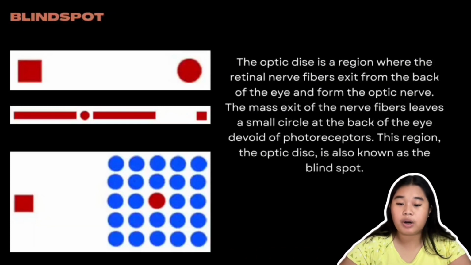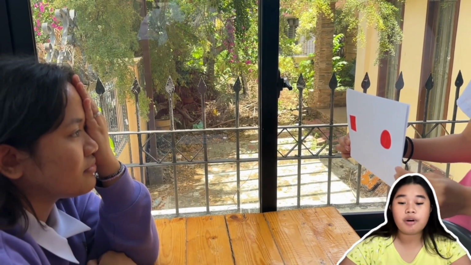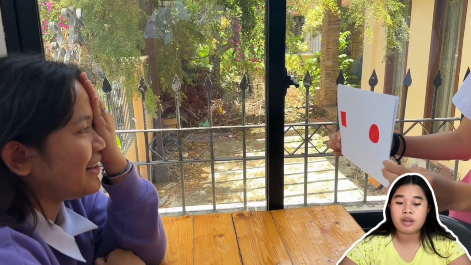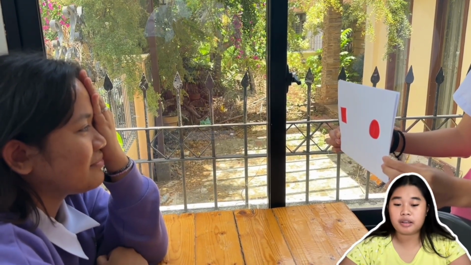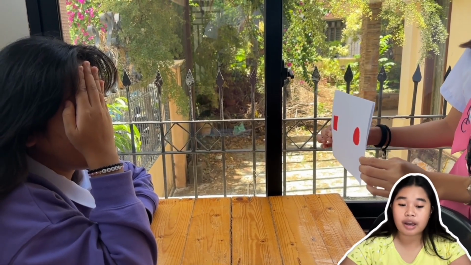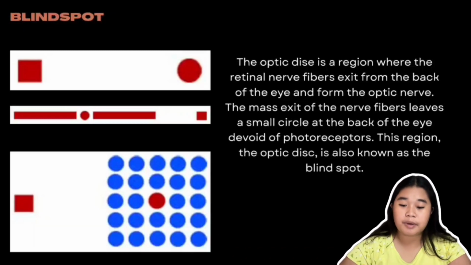For example 1, hold the paper at arm's length and close your left eye. Focus on the square with your right eye and slowly move the paper toward you. When the circle reaches your blind spot, it will disappear. Try again to find the blind spot of your other eye. Close your right eye and focus on the circle with your left eye. Move the paper until the square disappears.